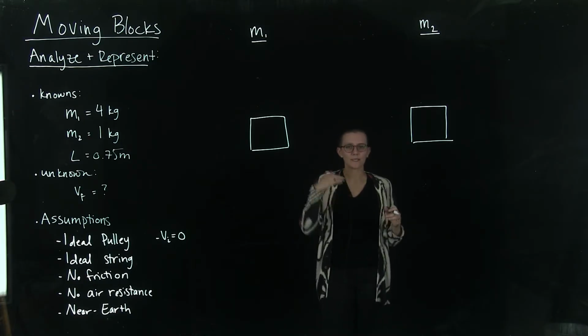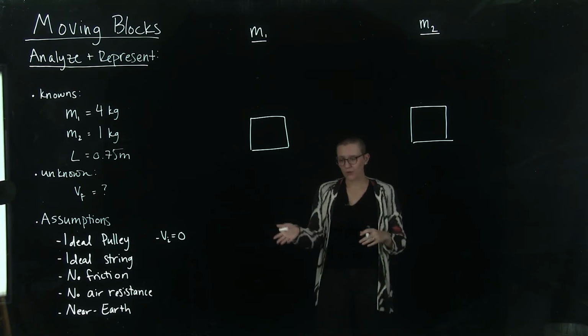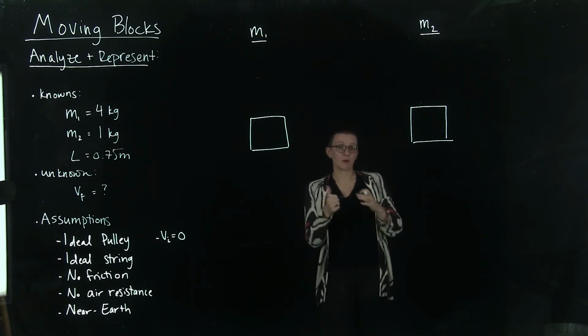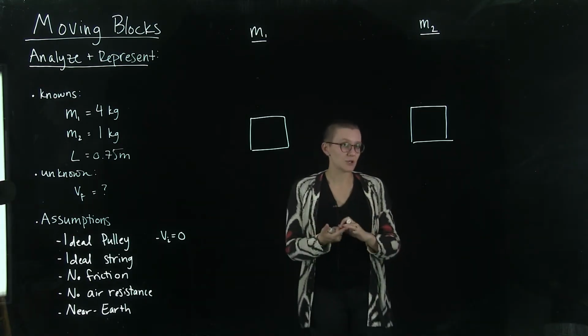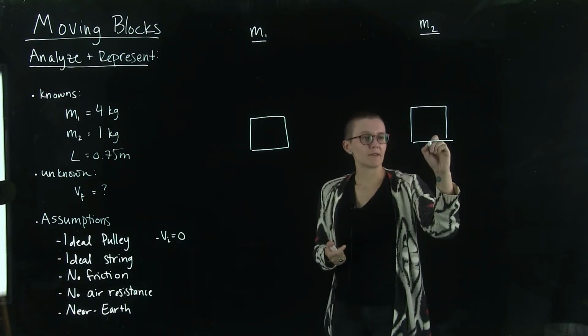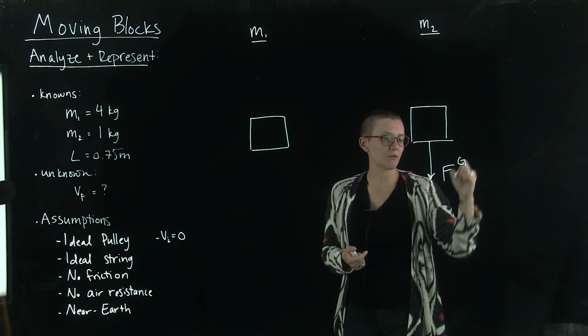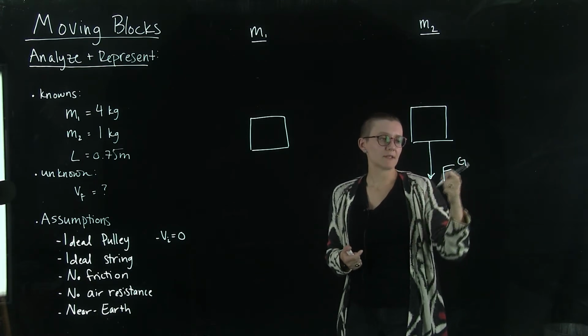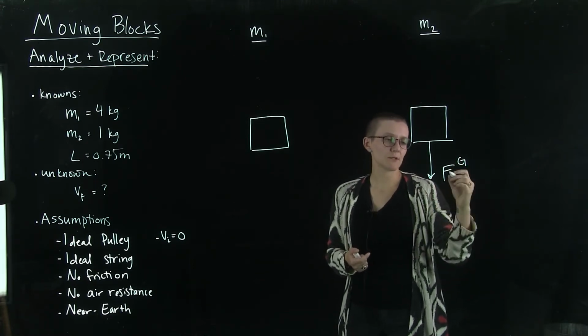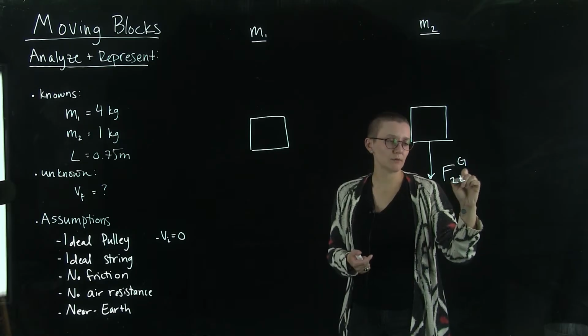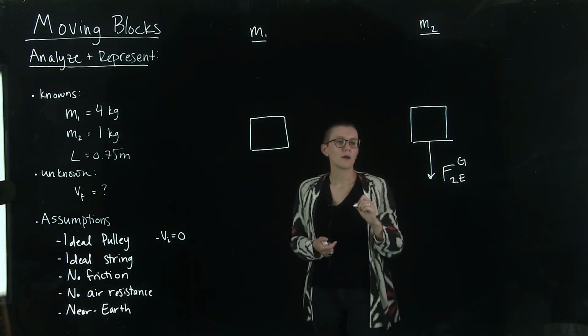So what do I know about M2? It's hanging by this string. We are near Earth, so I know that I should have a gravitational force and a tension force. I'm going to draw my gravitational force like that. There is my gravitational force, my type. Gravitational force is the superscript on block 2 by the Earth.